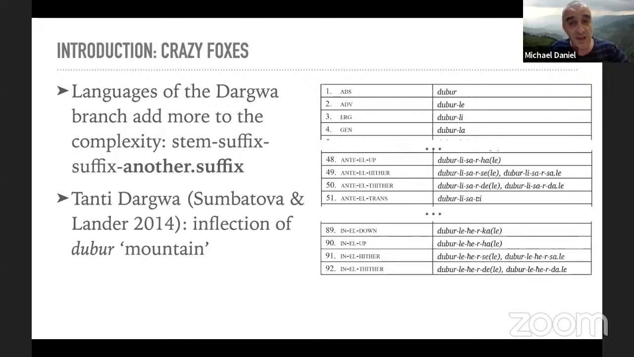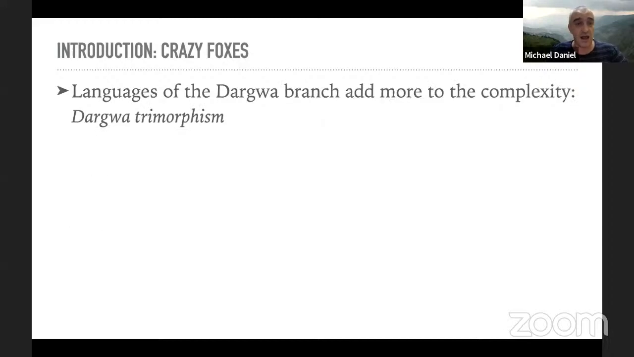Here is a fragment of the inflection of the word mountain in Tanti Dargwa, and you see here that it goes far beyond the assumed richness of the Tabasaran inflection. Lander and Sumbatova quote here over 90 different nominal forms. So what happens here? As I said, a third slot is added to the nominal spatial morphology, so that might be called, by analogy, Dargwa trimorphism.